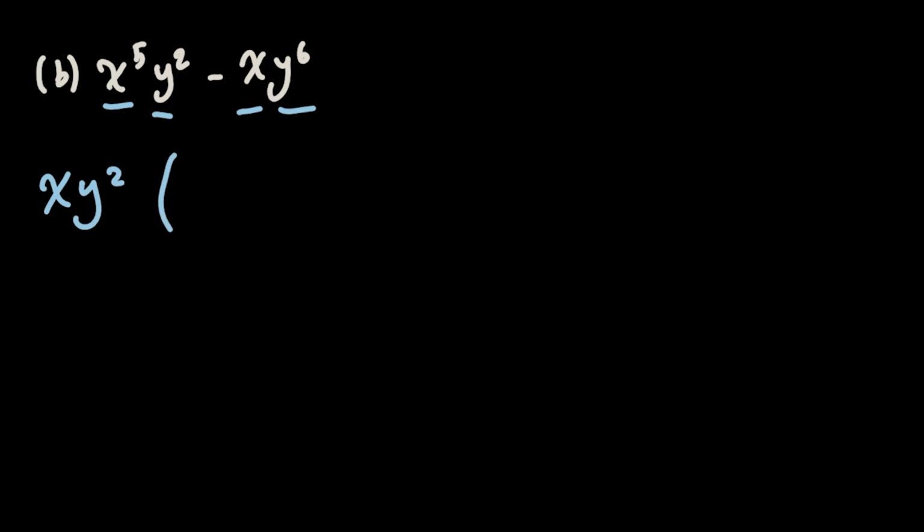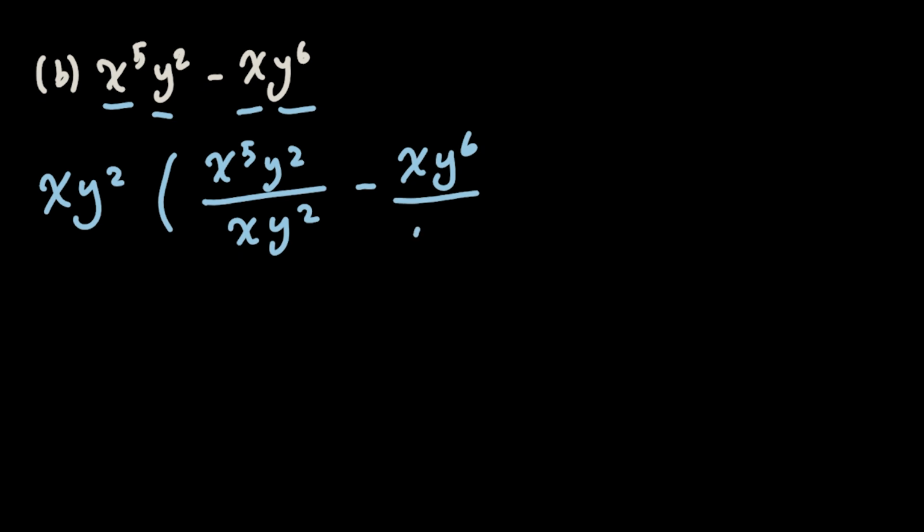The remaining thing here will be x to the power 5 y to the power 2 divided by x y to the power 2, minus x y to the power 6 over x y to the power 2. As you can notice here, we can simplify things. This y to the power 2 and this y to the power 2 will be cancelled. This x and this x will be cancelled.